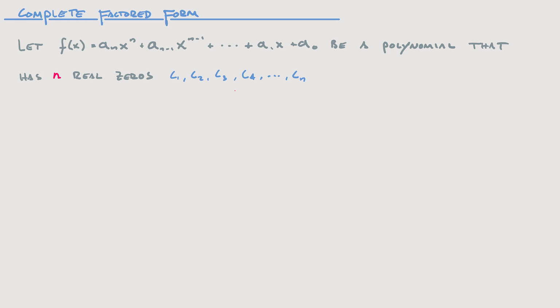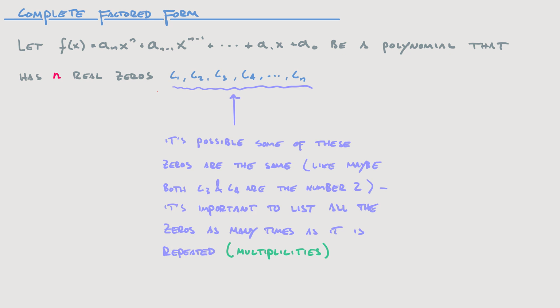So it says, let f of x equal a sub n x to the n plus a sub n minus 1 x to the n minus 1, all the way to a sub 1 x plus a sub 0. That's just a polynomial that has n real zeros. For now, we're restricting our zeros to real numbers, which means they correlate to x-intercepts. We're going to name them c sub 1, c sub 2, c sub 3, c sub 4, all the way to c sub n. And it's possible for some of these zeros to be exactly the same value. For example, it's possible that both of these things right here are the number 2.